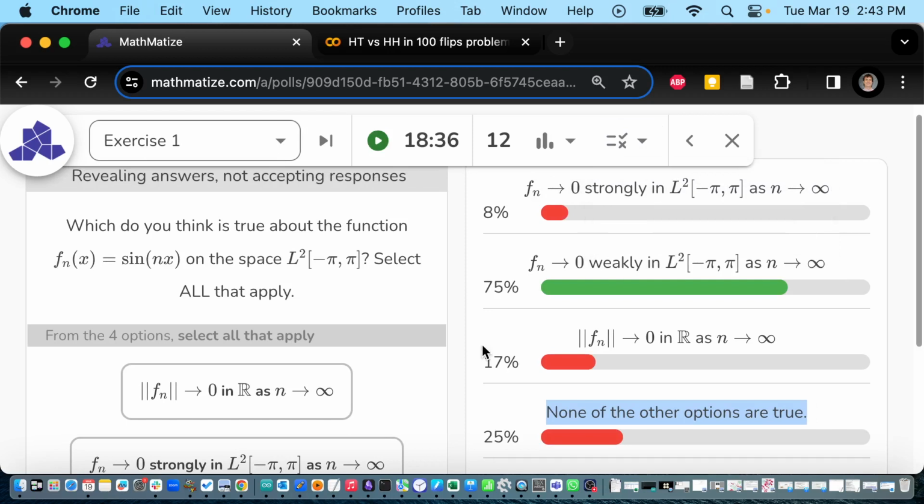So people who chose that it's going to 0 weakly are right, and by the end of the class, we're going to have a nice little proof of why it's going to 0 weakly. Does anyone have some nice intuition of why it's going to 0 weakly? Maybe this was mentioned last class or something.